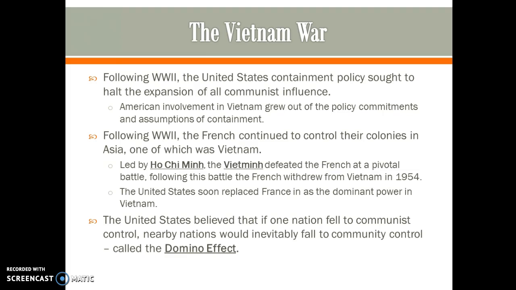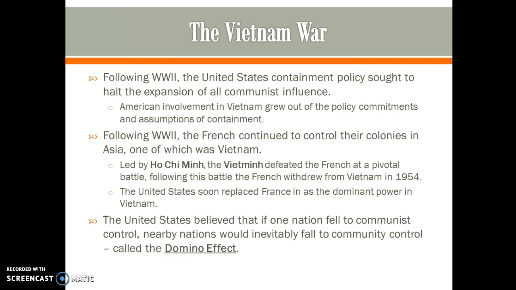Following World War II, the French continued to control their colonies in Asia, one of which was Vietnam. Ho Chi Minh, a rebel leader, led the Viet Minh to defeat the French at a pivotal battle, and following this battle, the French withdrew from Vietnam. Ho Chi Minh led the rebellion for freedom for the Vietnamese. The United States, however, soon replaced France as the dominant power in Vietnam.